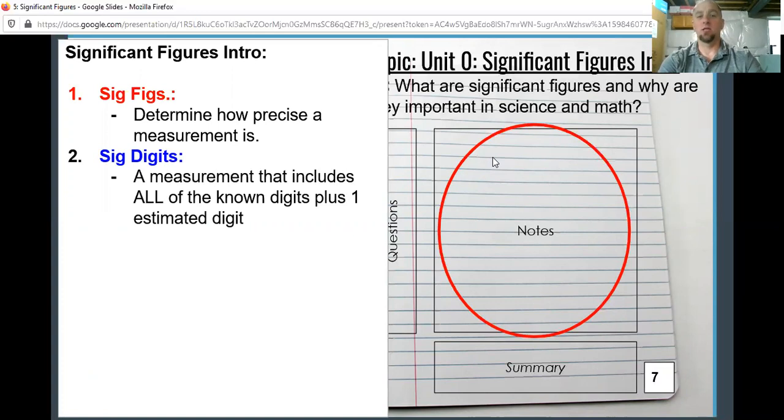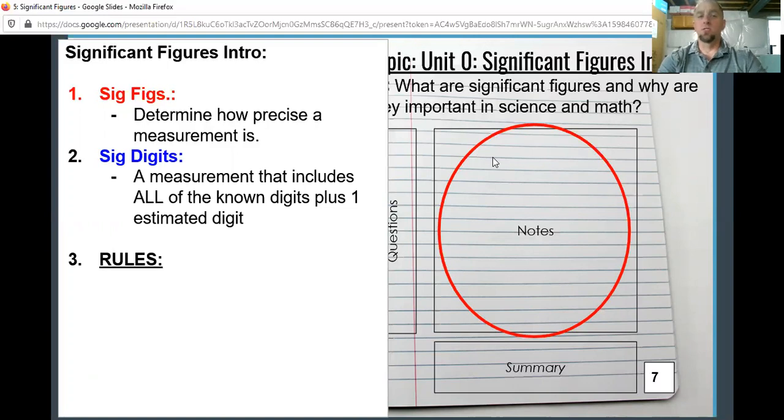So a measurement that includes all of the known digits in that measurement plus one estimated digit. So whenever we have a measuring instrument, say a ruler or a yardstick, or meter stick, I should say, we will measure to the smallest point that we can read on the meter stick. Then we will estimate one additional digit, okay?